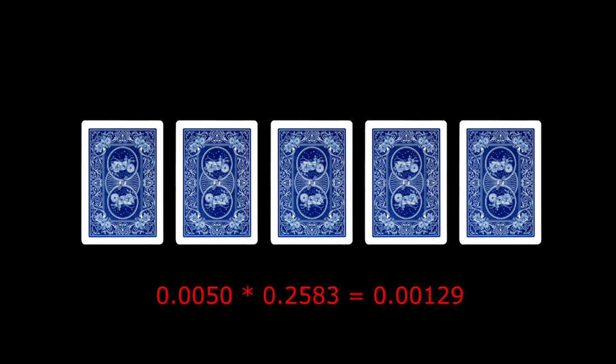If that hand has any trump cards, it becomes impossible for the second opponent to receive all 4. That probability is 0.2583. So term 2 is 0.0050 times 0.2583. And again, that equals 0.00129. So you can see that's the same number as the first player.